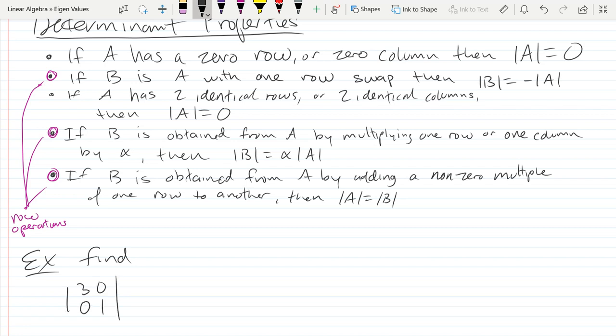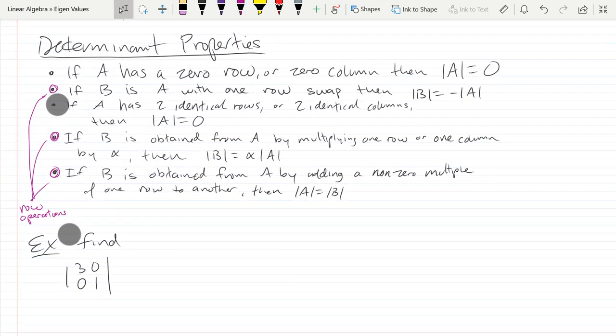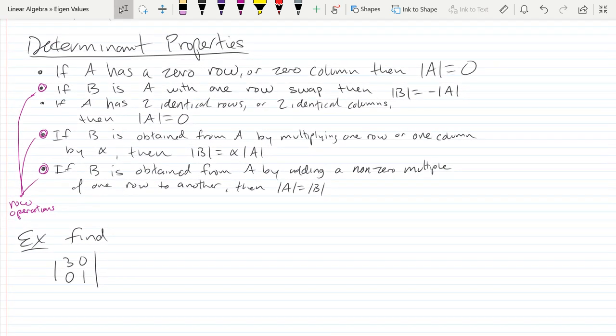So use the determinant properties to find these determinants. Do not compute, but use all the properties above to find these determinants. They should be pretty easy to compute, but we're not computing them. Use the properties.